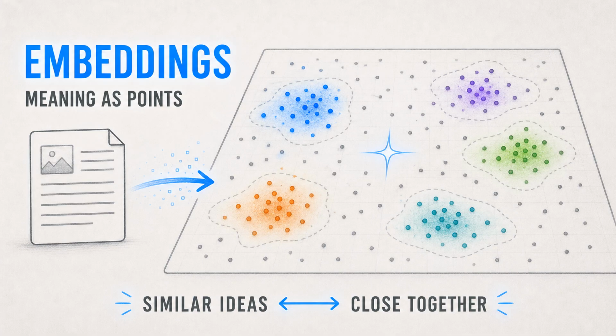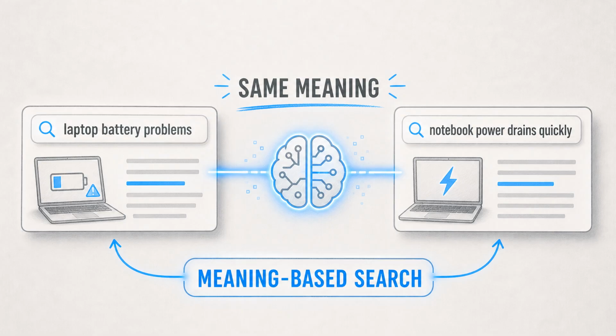After chunking, many RAG systems create embeddings. An embedding is a numerical representation of meaning. You can imagine each chunk of text becoming a point on a giant map where similar ideas are placed near each other. This is different from simple keyword search. If you search for laptop battery problems, a meaning-based system might also find a chunk that says notebook power drains quickly. The words are not identical, but the ideas are close.